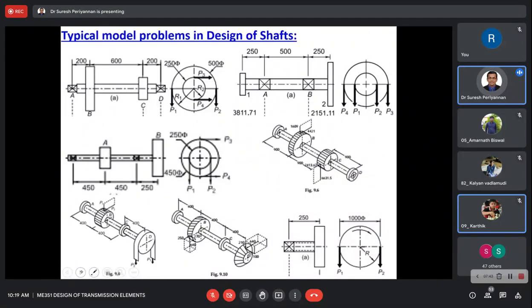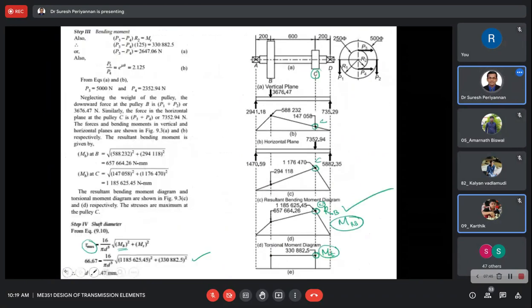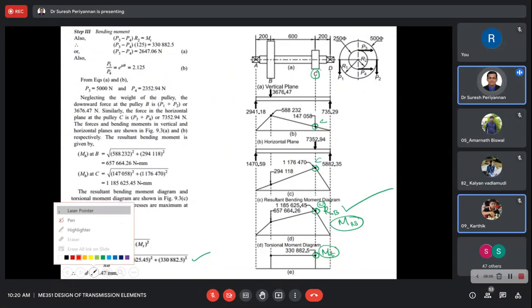Okay, these are the problems we discussed in the last class. Please keep in mind the derivations of the equivalent torsion moment and equivalent bending moment, the ASME code approach, and the torsional rigidity based shaft design. Those things will be very useful now when we discuss our hollow shaft.